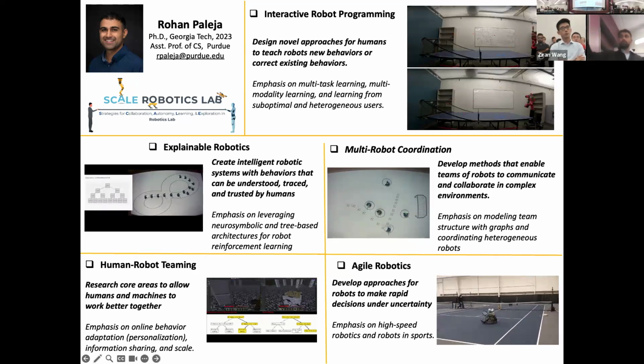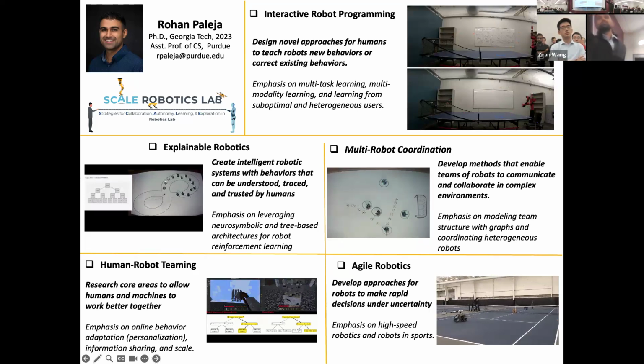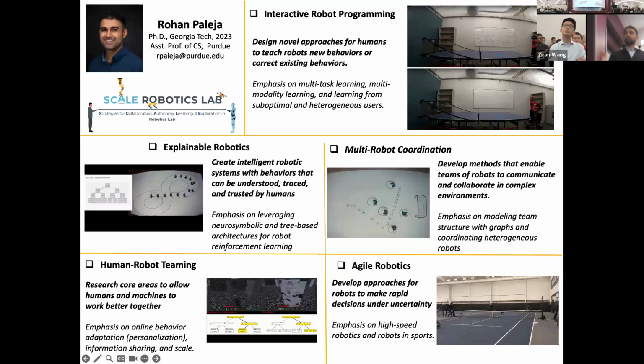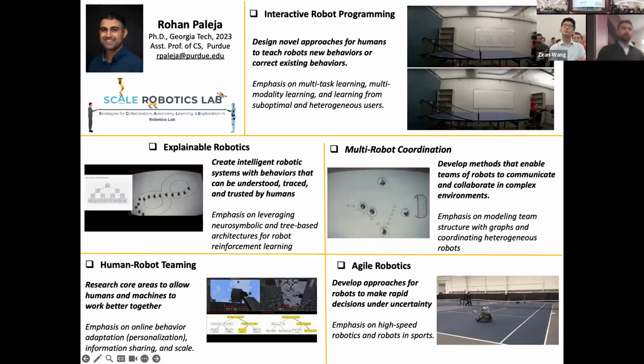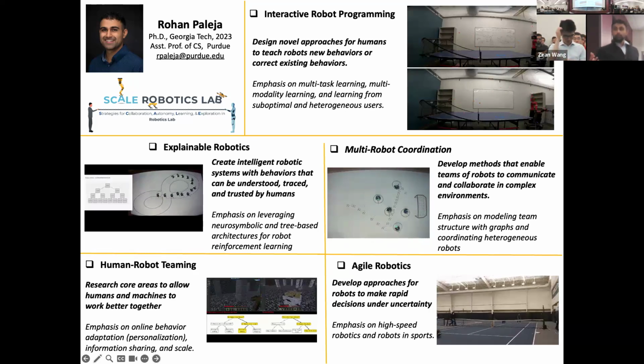I'm interested in multi-robot coordination. So this is developing methods that enable a team of robots to communicate and collaborate in complex environments. What the picture on the left here shows is a simulated soccer game of 3v2, 3 attackers versus 2 defenders, and they're trying to score a goal. And here I have a lot of emphasis on modeling team structure with graphs and coordinating heterogeneous robots. So I'm very interested in thinking about robots that have different capabilities, embodiments, payloads, etc.